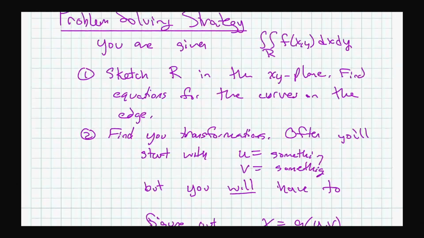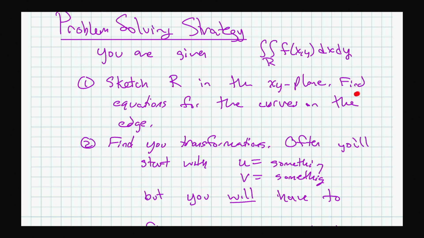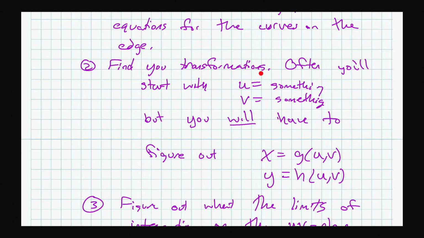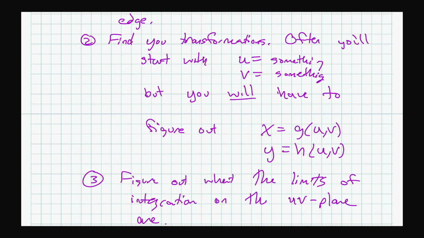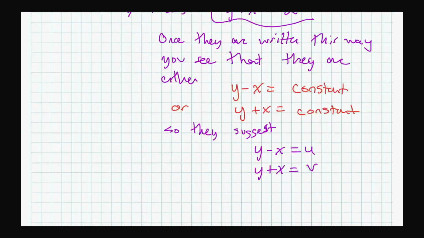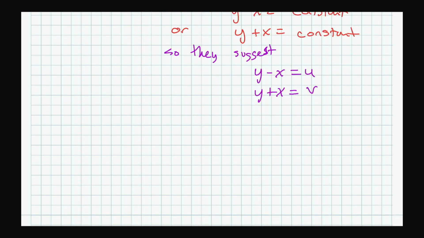All right, so let's go down this list. Sketch R in the xy plane. Sure. Find equations for the curves on the edge. They gave them to us. Find your transformation. Often you'll start with u equals something, v equals something. But you will have to figure out x equals, y equals. So this is where we are. Okay, so we have u equals y minus x and v equals y plus x.